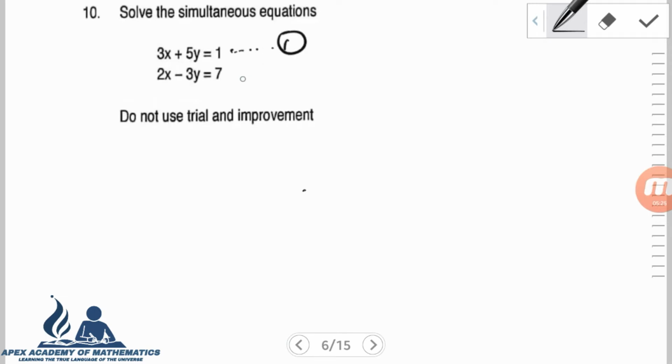Here we go. Equation 1, equation 2. I'm going to be using the interchange coefficient technique. So here I'm going to multiply this bottom equation by 5 because the coefficient here is 5 and the coefficient here is 3, ignoring the sign.